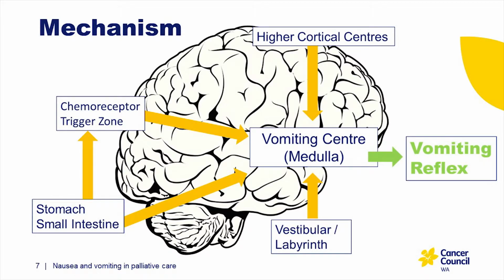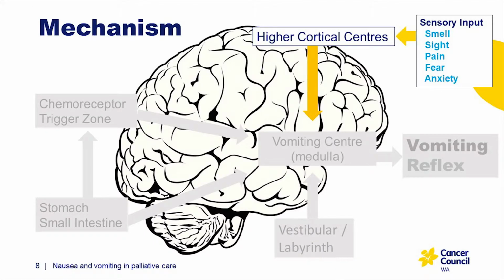The mechanism of nausea and vomiting is quite complex, and I'm going to run through quite a simplified version of what happens to give us some idea of how we might choose which medications might be the most appropriate for different types of nausea and vomiting. So as you can see here, there's various different inputs into your vomiting centre, and then once the messages reach your vomiting centre, you then release a whole cascade of effect through your body, which will then stimulate you to vomit.